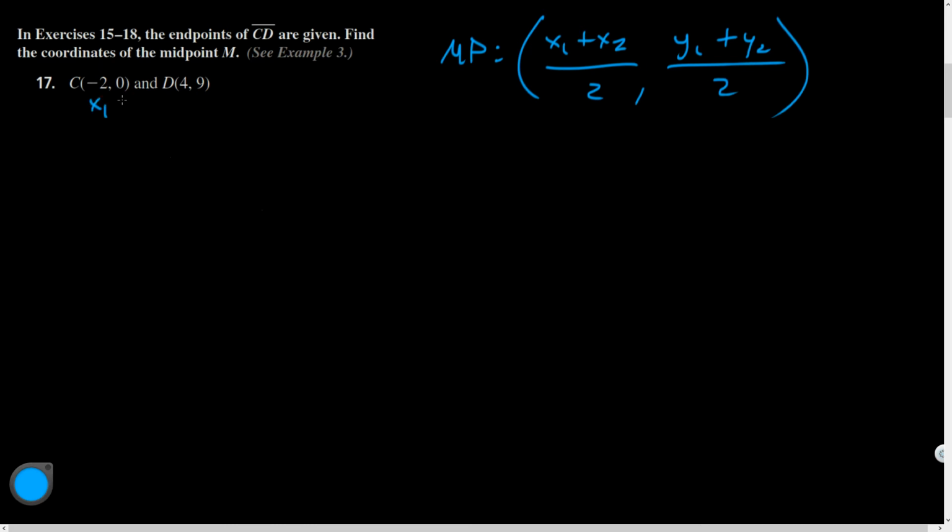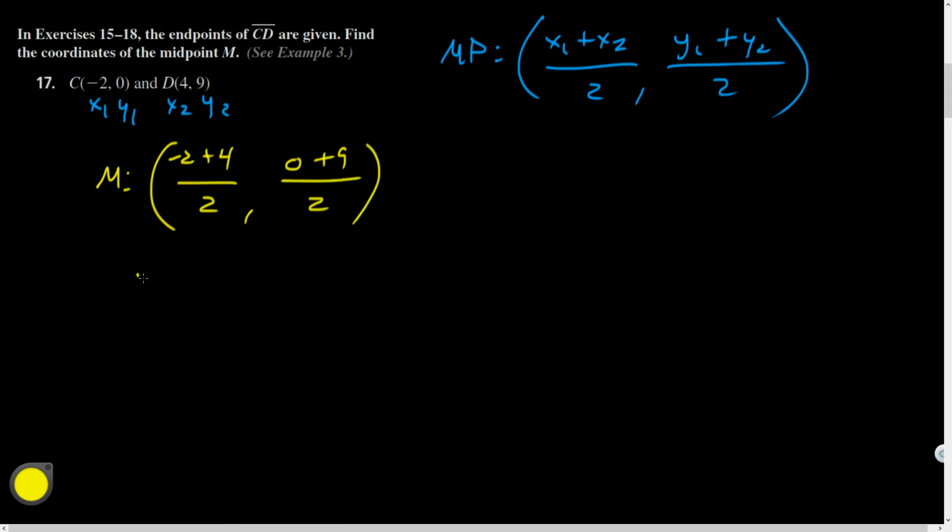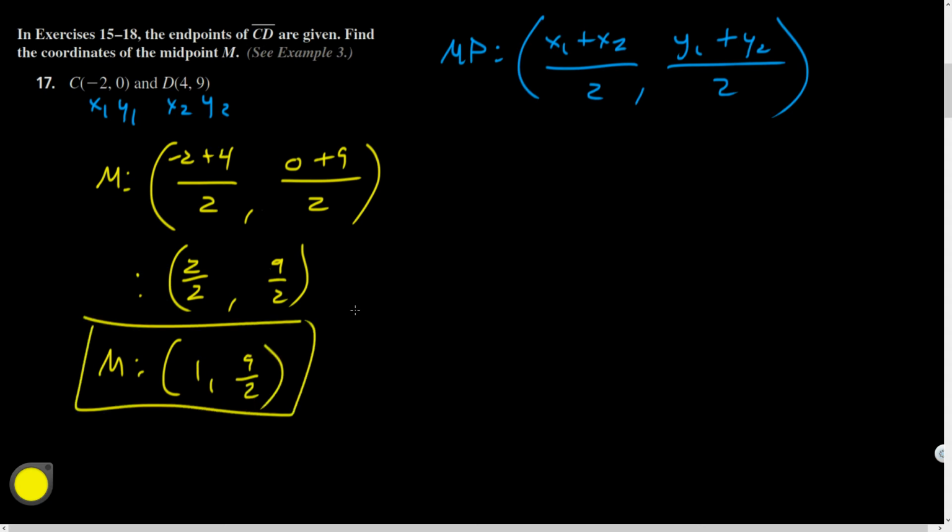So let's label this x1, y1, x2, and y2. Plug in what I know and simplify. So point, I guess I'm calling it M in this. So negative 2 plus 4 divided by 2, and 0 plus 9 divided by 2. 2 over 2, 9 halves. My midpoint is 1 and 9 halves, like so. That's fine. So that's not that bad.